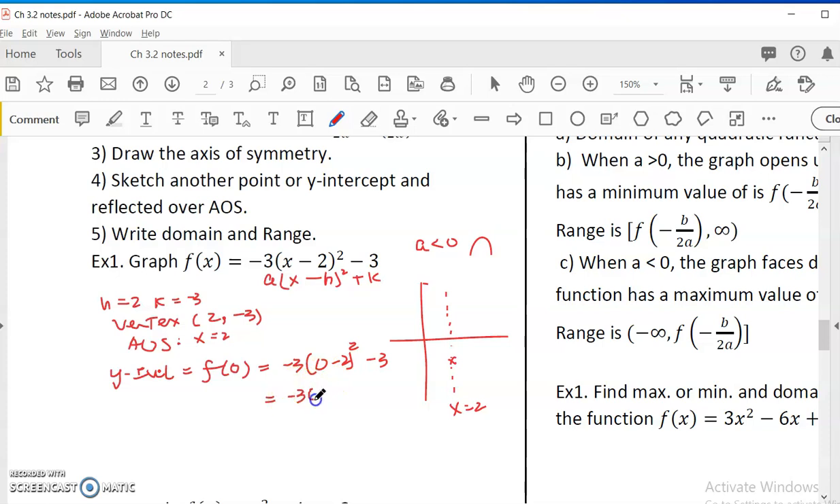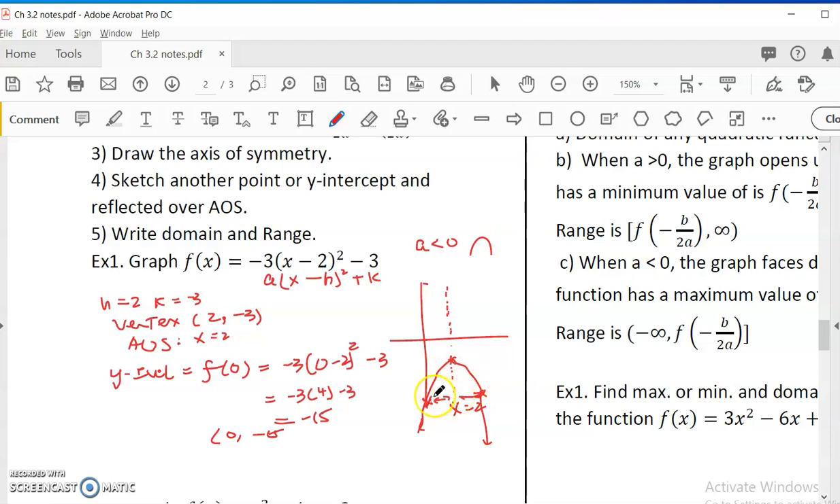So it will be negative 3 times 4 minus 3. Negative 12 minus 3 is negative 15. So there is a y-intercept of 0, comma negative 15 here, right? 2 away from the axis of symmetry. So you would reflect, because this is the axis of symmetry, reflect 2 more. You will have another point, also negative 15, and then you can sketch it. So you get the vertex, you get 1 point on the y-intercept, and then you reflect.